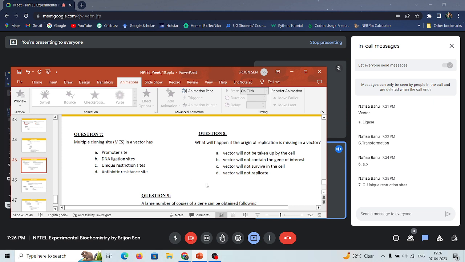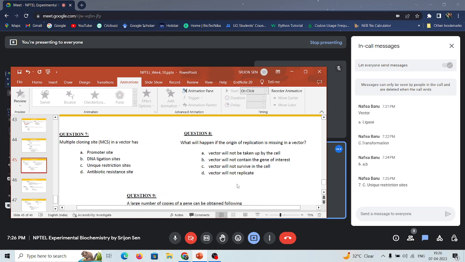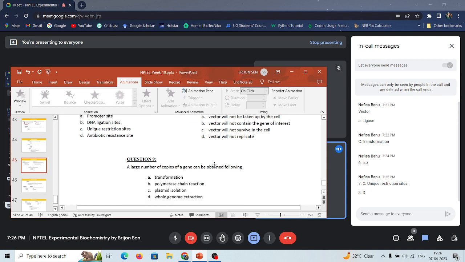Yes, it contains unique restriction sites. Correct. What will happen if the origin of replication is missing in a vector? Yes, just because the replication site is not present, the vector will not replicate. So 8D is correct. And 7C, 8D, correct.